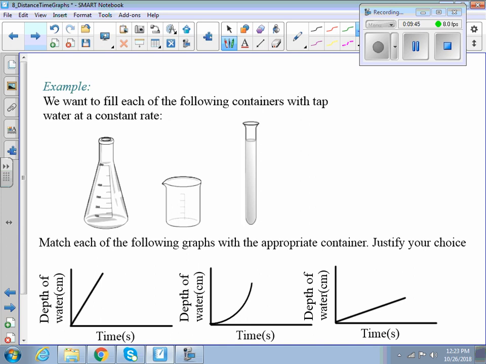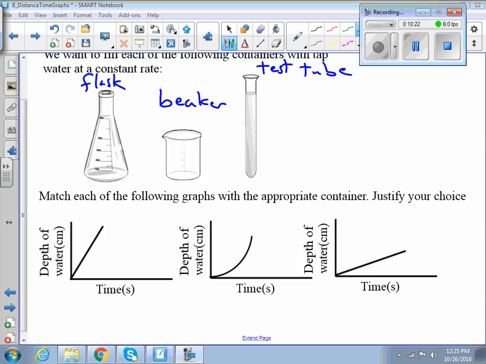Graduated cylinder, I think. That's the first time I'm hearing it. No, hold on. Somebody said that. Beaker. That's not the beaker. Beaker is the second one. This is the beaker. Flask. Okay? And the last one? It's a test tube. Okay? So take a moment, say which of these graphs correspond to which of these containers, and we'll take it up. Okay, which is which?